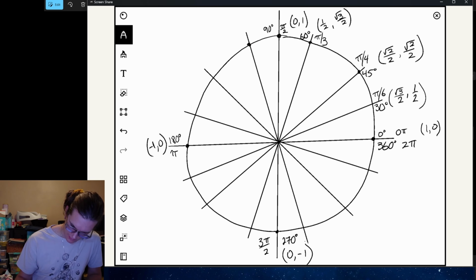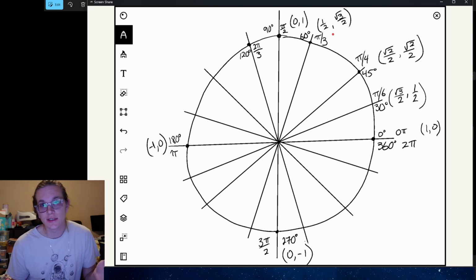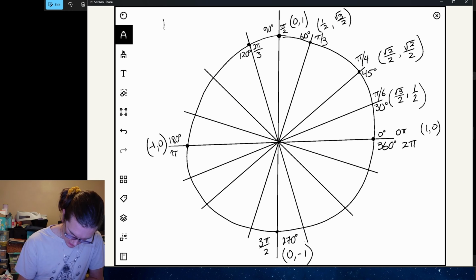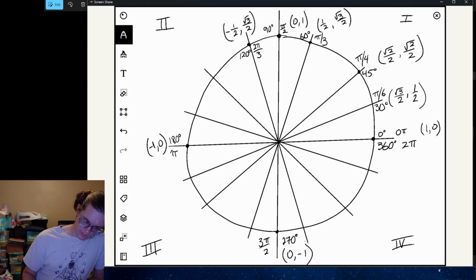Continuing on, add another 30, call this 120 degrees. And then if I look here, I have pi over 6, 2 pi over 6, which is a third of pi, 3 pi over 6, which is pi over 2, 4 pi over 6, which is 2 pi over 3. And that coordinate is going to be the same as this one, adjusted for the signs that belong to this quadrant, which is negative 1/2, root 3 over 2.